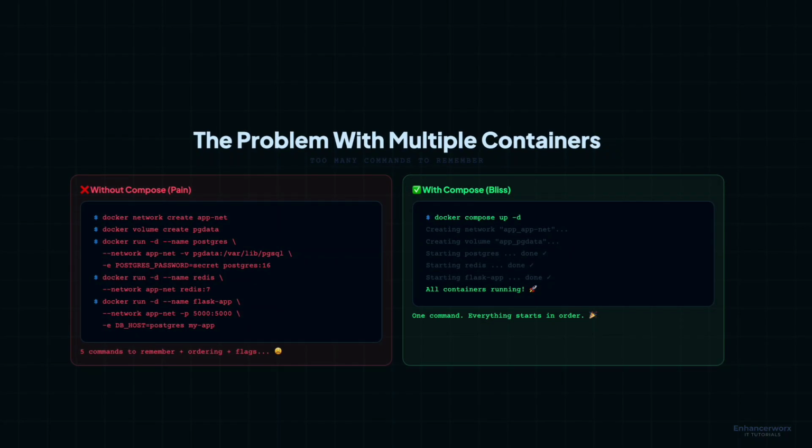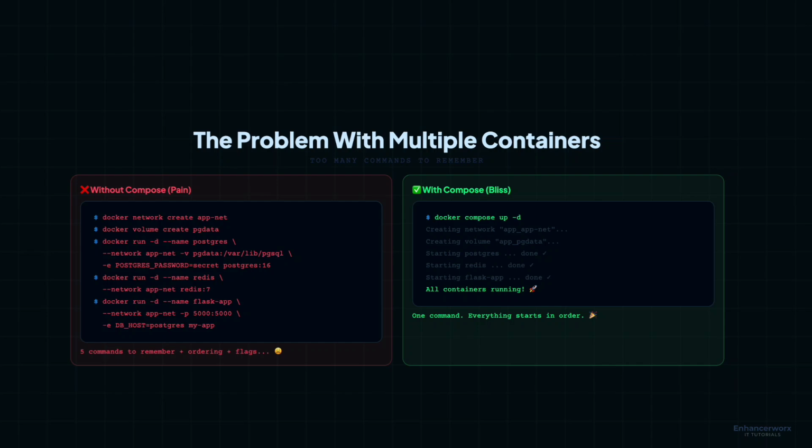Without Compose, starting a 3-service app, web, database, and cache, requires running 5 or more commands in the exact right order with all the right flags. Get one flag wrong and nothing works. Share the project with a teammate, and they have to figure all this out too.